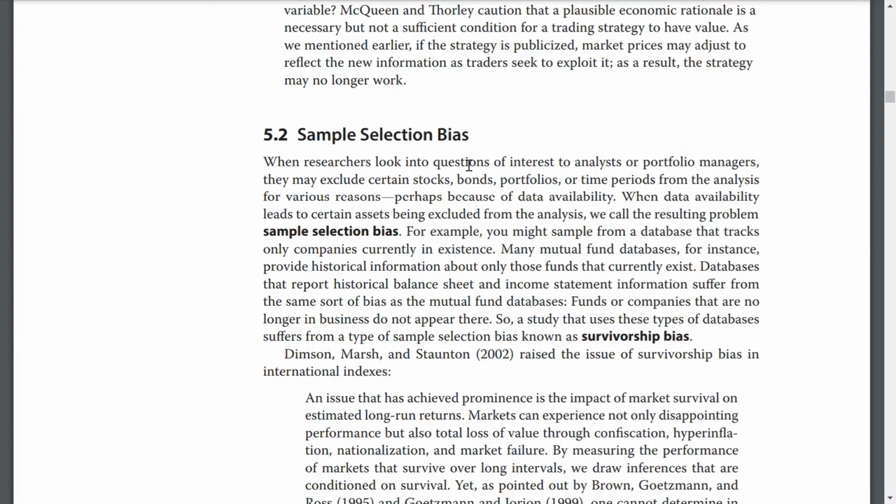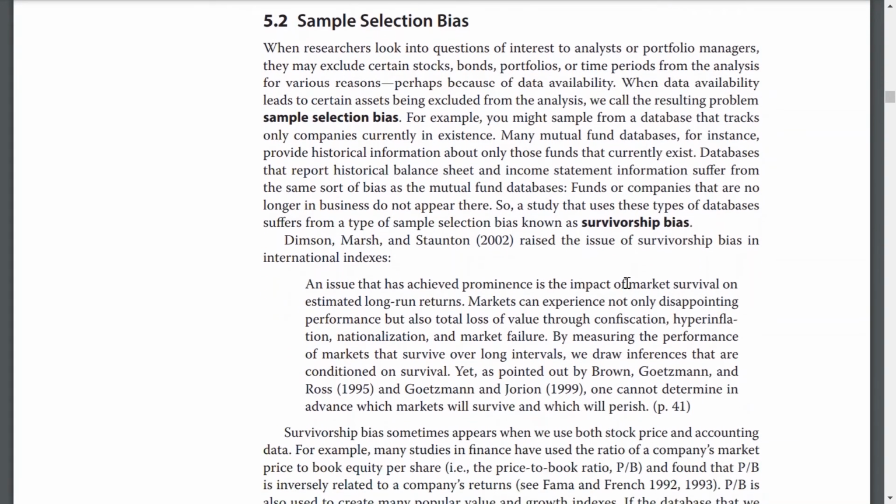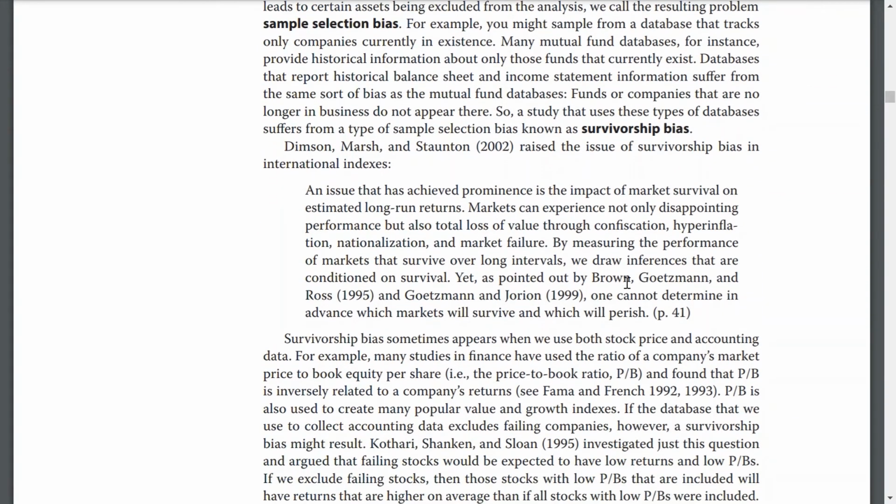For example, you might sample from a database that tracks only companies currently in existence. Many mutual fund databases, for instance, provide historical information about only those funds that currently exist. Databases that report historical balance sheet and income statement information suffer from the same sort of bias as the mutual fund databases. Funds or companies that are no longer in business do not appear there. So a study using these types of databases suffers from a sample selection bias known as survivorship bias.